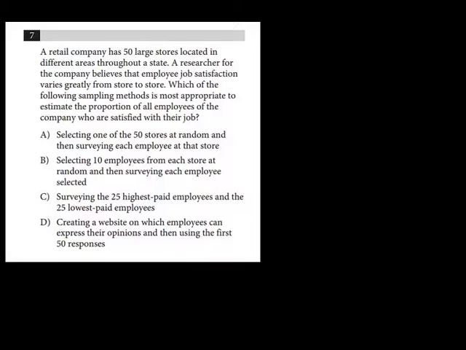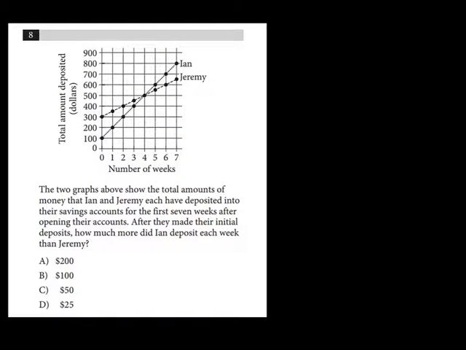So for this question, the most effective answer would be B, selecting 10 employees from each store at random and then surveying each employee, because you are choosing 10 employees from random stores, so you're getting a more widespread answer, and when you're surveying each of the employees, they can have different experiences, so you'll get your reached answer.